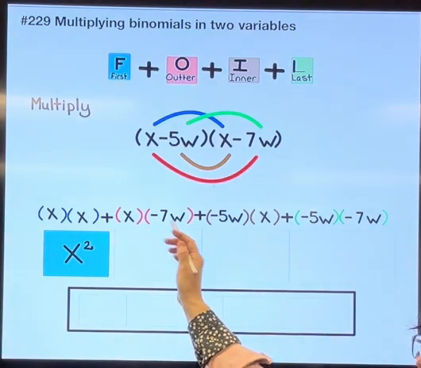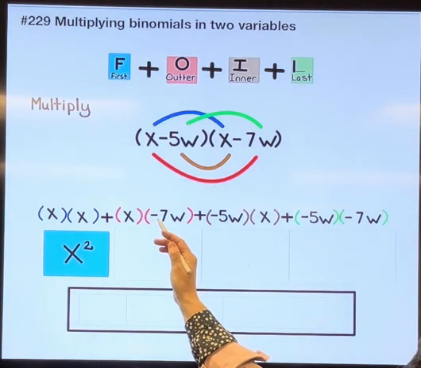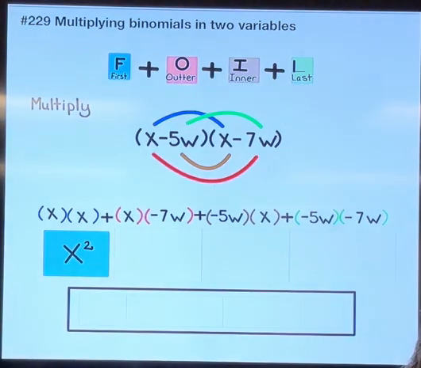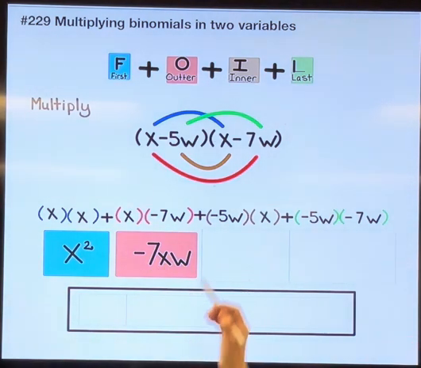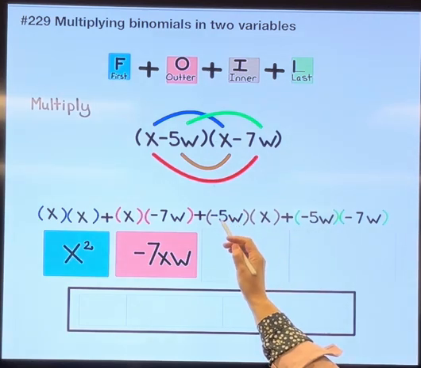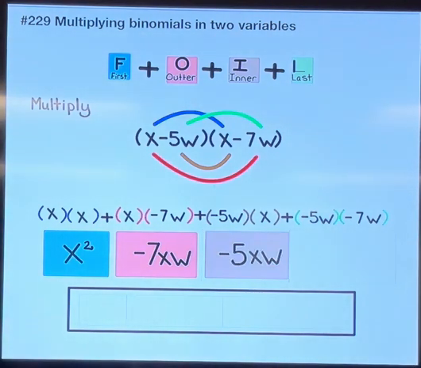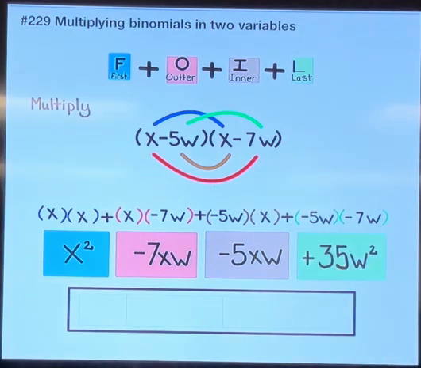Multiplication is commutative, so I can multiply in any order I want. So I'm going to put the -7 first, and then I'm going to put the x and then the w just to be in alphabetical order. So it really still says -7 times x times w. Same thing here. I have -5 times w times x. So I'm going to rewrite that as -5 times x times w. And then -5 times -7 is 35, and w times w is w squared. So I have 35w squared.